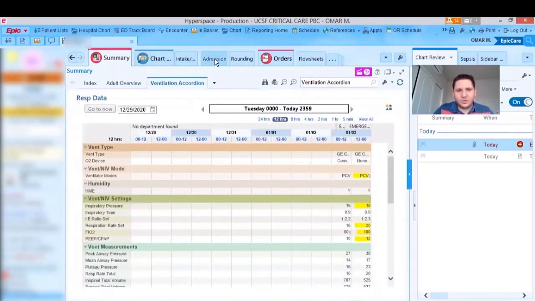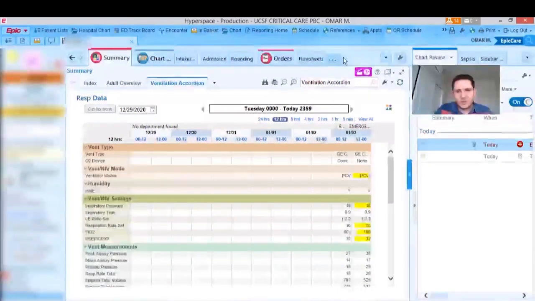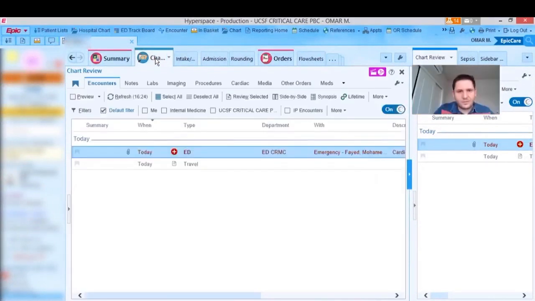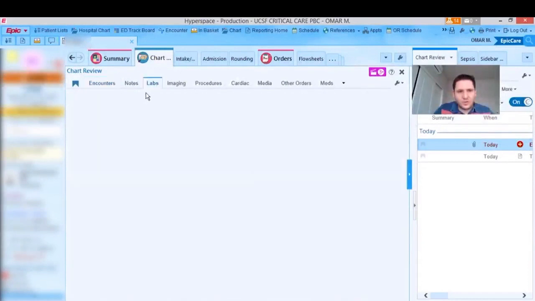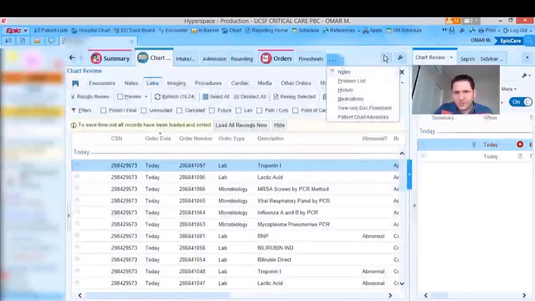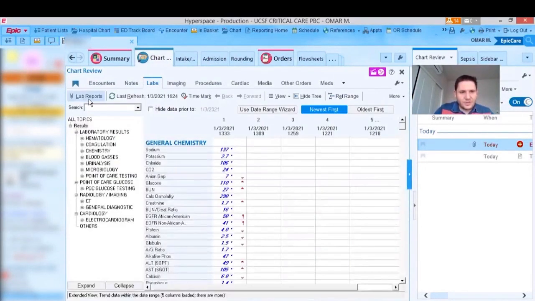For labs, I usually just go to results. I'm not sure whether the results are under chart review. Yes, so labs, I usually have a big tab here, but for some reason it's not popping up. Yeah, so these are the labs.